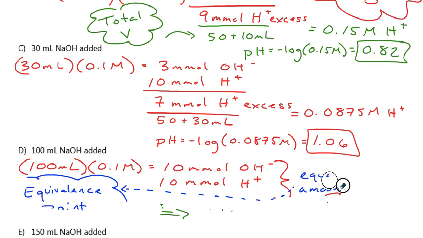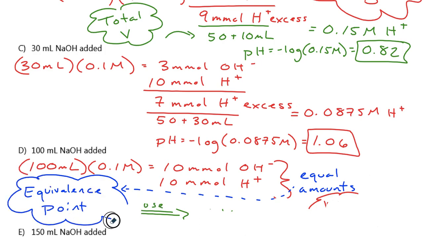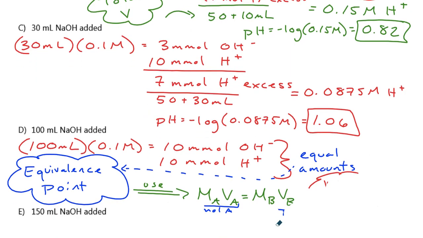Well, what that means is that I have equal amounts. And what that means is a very big word. It's called the equivalence point. Some people call it the end point. So, you've heard of this before? If you have equal amounts, that's what this equals.